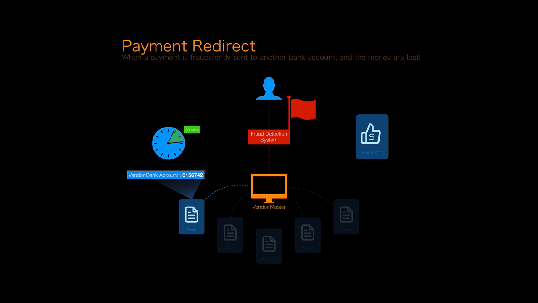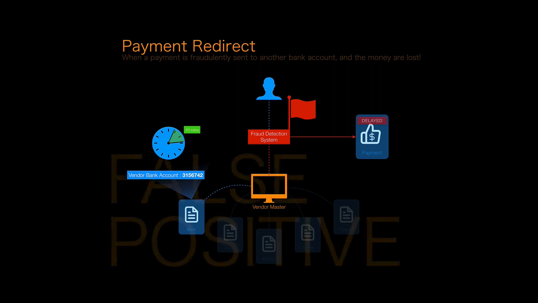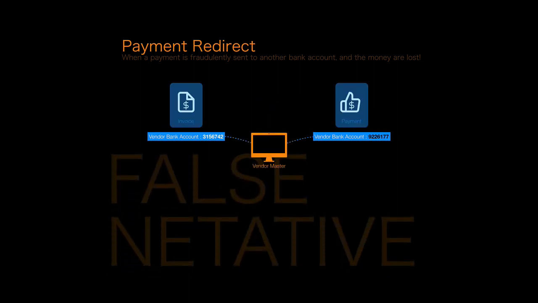However, if a legitimate vendor payment isn't being generated, this is a false positive alert. This will result in delayed or rejected payment. On the other hand, a false negative is missed when a fraudulent bank account is taken from the vendor master during payment generation. The payment will be redirected.